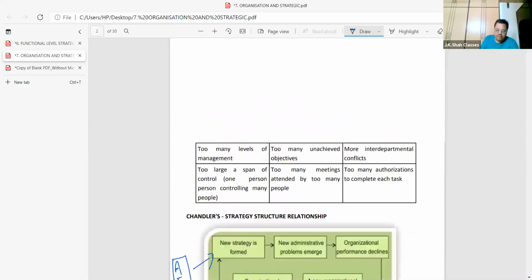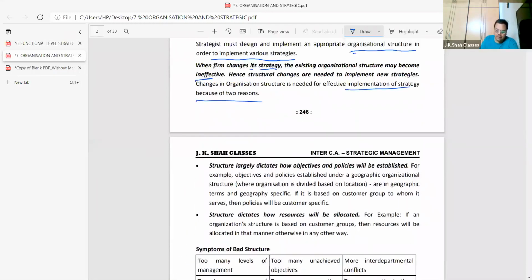Before this, there was this paragraph. Now we can read this. See, structure largely dictates how objectives and policies will be established. For example, objectives and policies are established on the geographic organizational structure, where the organization is divided based on location. The examples that I gave are in geographic terms and geographic specific. If it is based on the customer group to whom it is served, then policy will be customer specific. Take an example: I gave the example of Bangalore, Karnataka, India, like that.